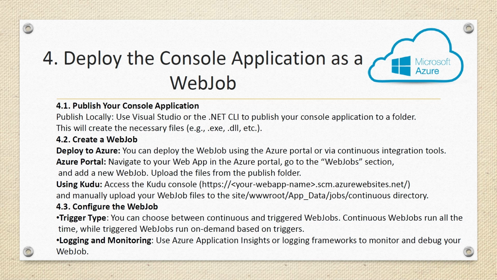So those things will create it inside the folder that you have given the local path. Once your application is published, create a web job. Then you need to go to portal.azure.com and create one web job. You can deploy the web jobs using the Azure portal or via the continuous integration tools, right?